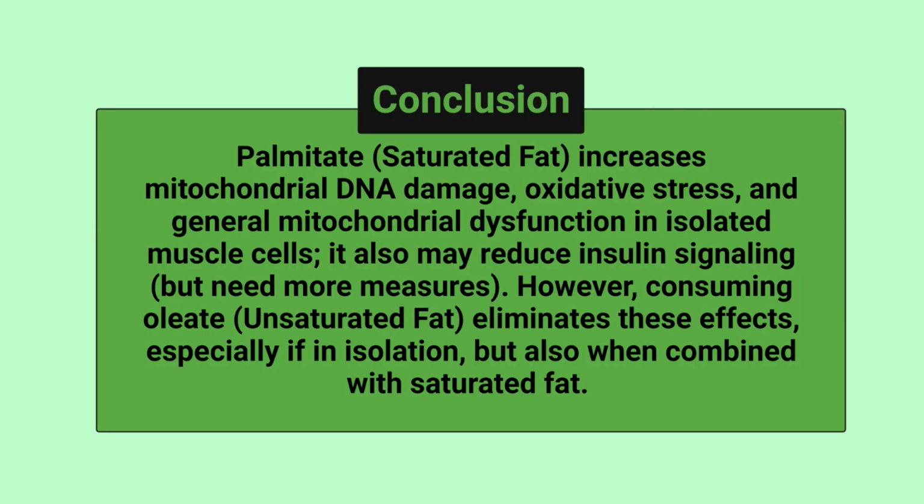Okay, so in conclusion, this means that palmitate, the saturated fat, increases mitochondrial DNA damage, oxidative stress, and general mitochondrial dysfunction in isolated muscle cells, as we saw in this data as well as the last paper that we covered. It also may reduce insulin signaling, but they need more measures. AKT is a really powerful one, it's a great one, but I think that they should have done at least one or two more measures like they did in the other paper.